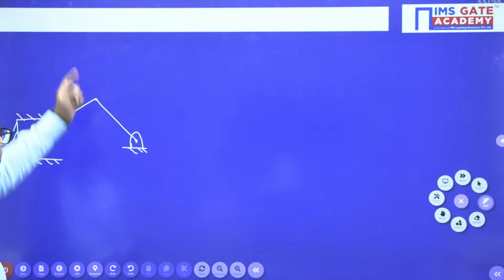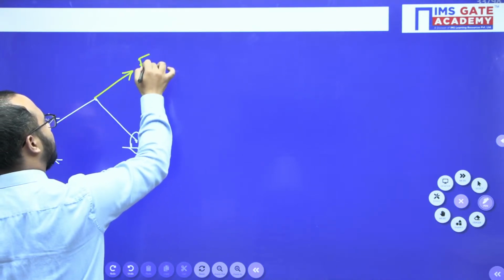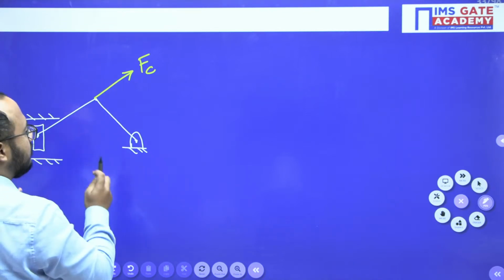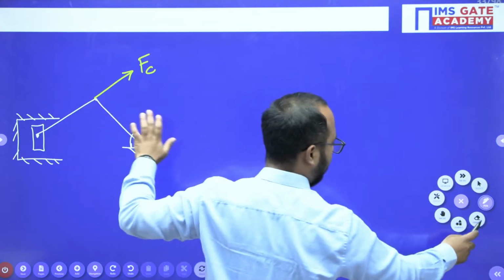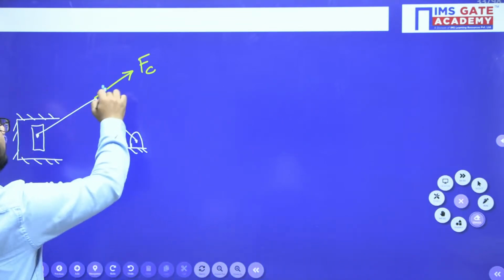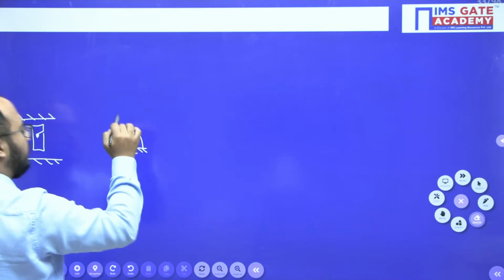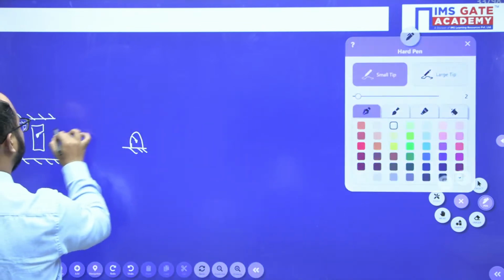Okay, now see. So obviously along the connecting rod force will be there. Okay, along the connecting rod. But there will be one force here. Okay, there will be one force which is perpendicular to this crank. Okay, perpendicular to the crank. So we'll take this line here. Not perpendicular, we will take here first of all, like this.